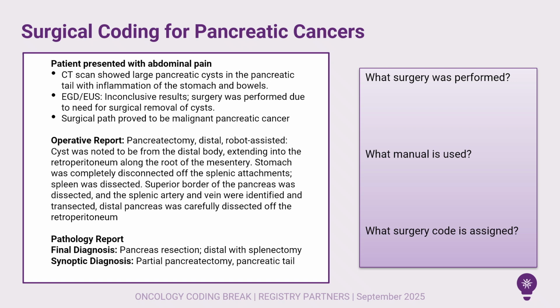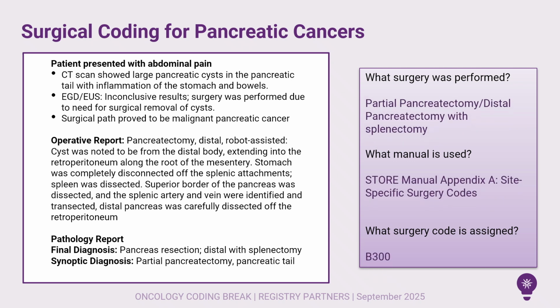So with this information, what surgery was performed? The partial pancreatectomy/distal pancreatectomy with splenectomy was performed. What manual is used to find this information? The STORE Manual Appendix A, site-specific surgery codes. And what surgery code is assigned within that manual? It would be B300.